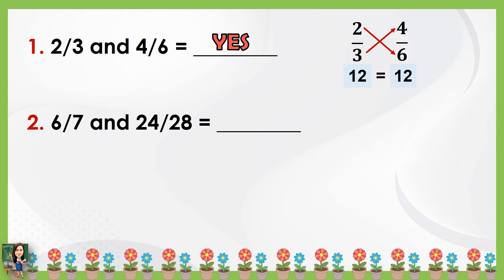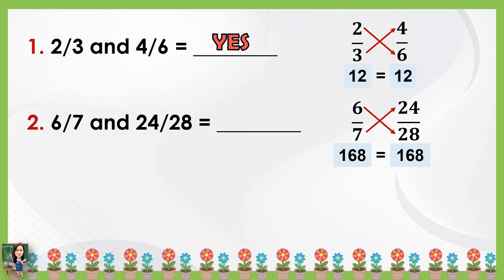Number 2. 6:7 and 24:28. In fraction form, 6/7 and 24/28. Get the cross products. 6 times 28 equals 168. 7 times 24 equals 168. Is it proportion or not? Very good. The answer is yes, it is proportion.